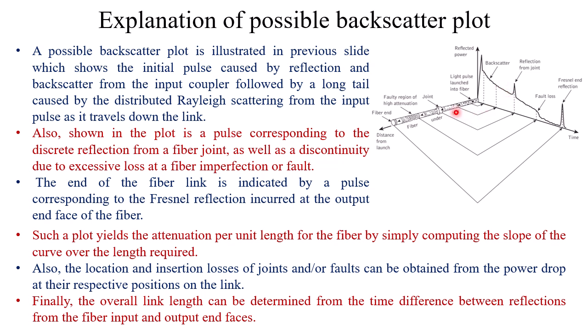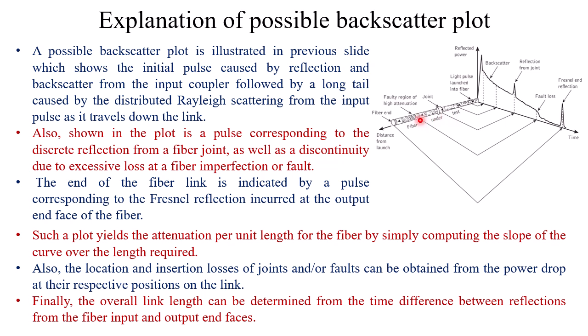Then we have a splice or joint. Because of this joint, we have some extra reflection, so we will get a small spike right here. Then again the usual backscatter is shown.